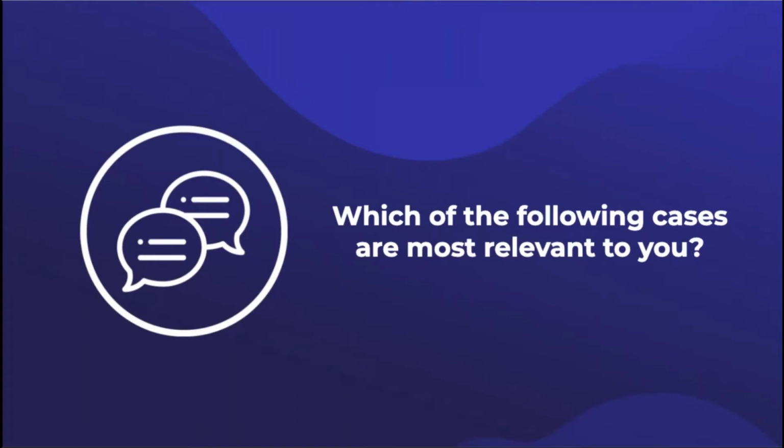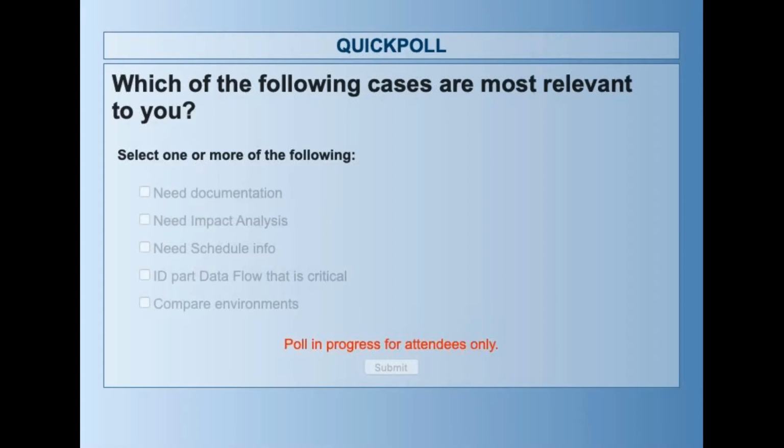So we're going to have a couple polls today, and this will be our first one, and that is, which of the following cases are most relevant to you? All right, so you have 5 options. Select one or more of the following: need documentation, need impact analysis, need schedule info, ID part data flow that is critical, and compare environments. We're going to give you a little bit of time here, so please take a few seconds, not minutes, to take the poll.